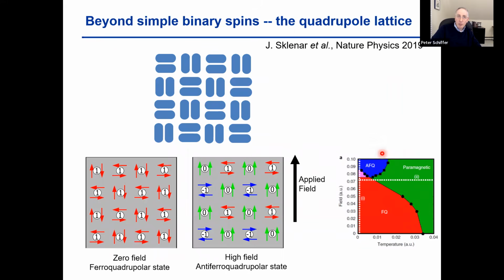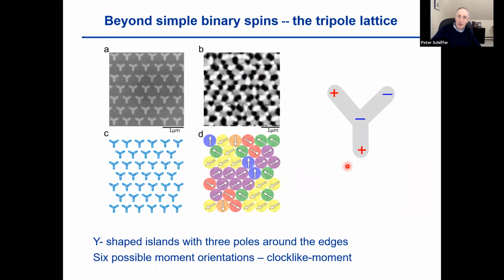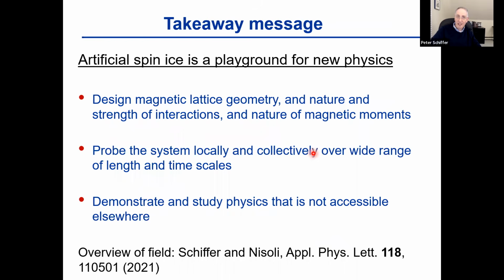And you can go beyond simple binary spins. If you put two spins close together, Joe Sklenar, who was a postdoc in my group, put two spins close to each other, turns out they act like quadrupoles, and you get anti-ferro quadrupolar ordering and ferro quadrupolar ordering, and all sorts of interesting physics from that. And Xiaoyu Zhang and Anthony Hermann in my group are now looking at Y-shaped islands. Turns out these are tripoles. They've got 3 poles on the edges instead of 2, which is kind of fun, and we're working on that now.